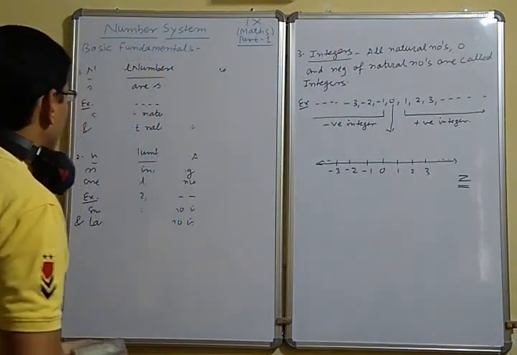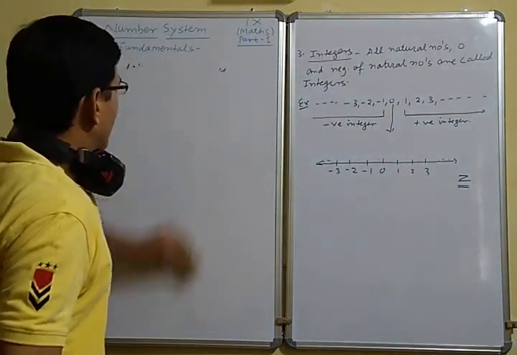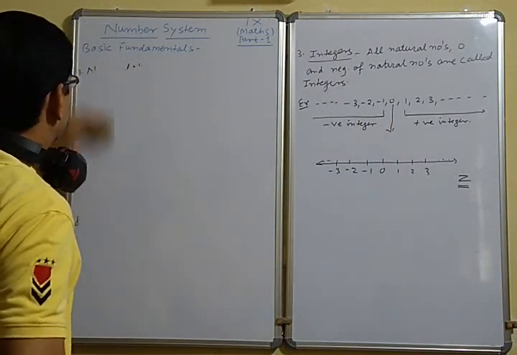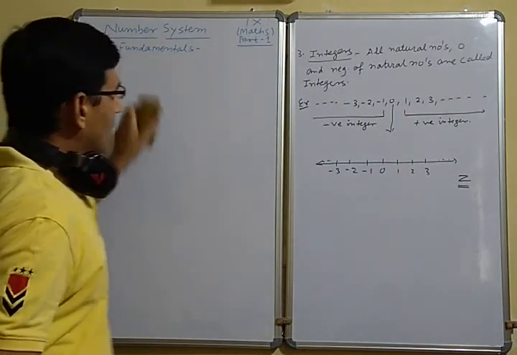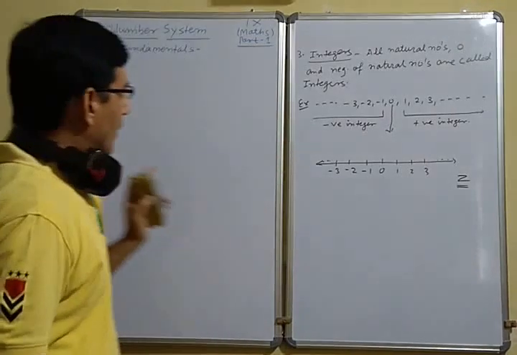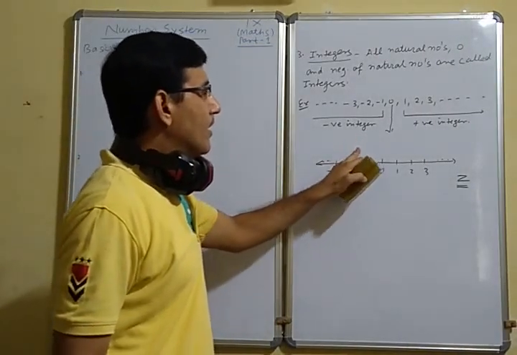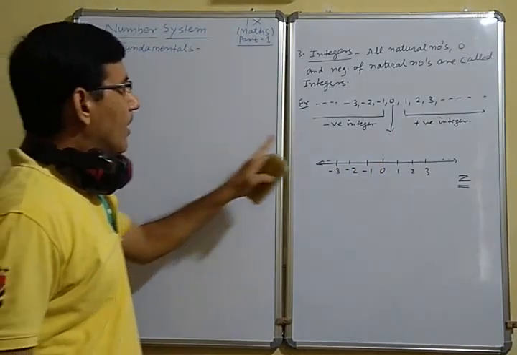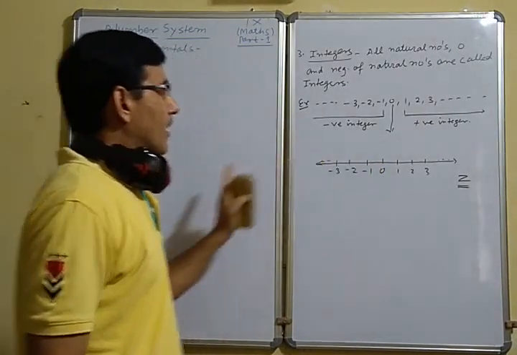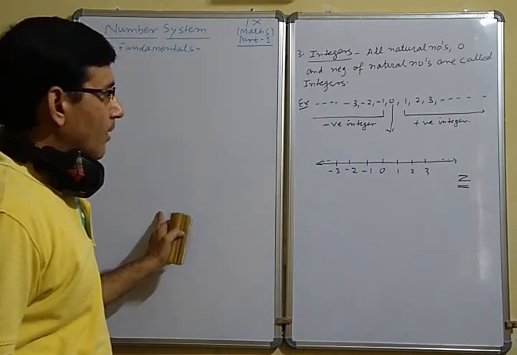So what can we say? All natural numbers are whole numbers. All natural numbers are integers. All whole numbers are integers. But all integers are not natural numbers, or all integers are not whole numbers.